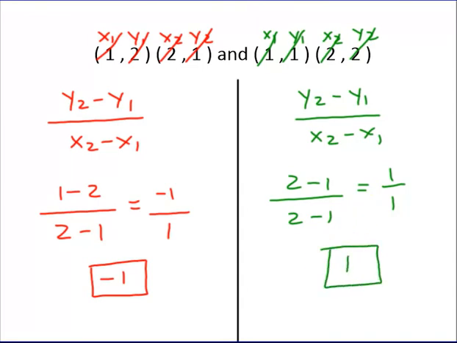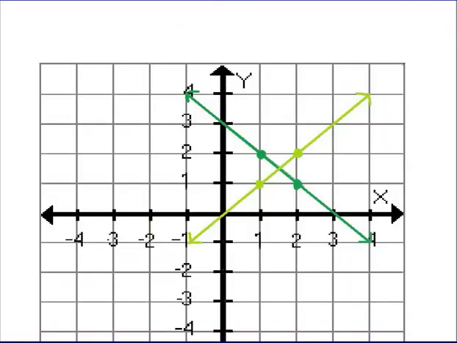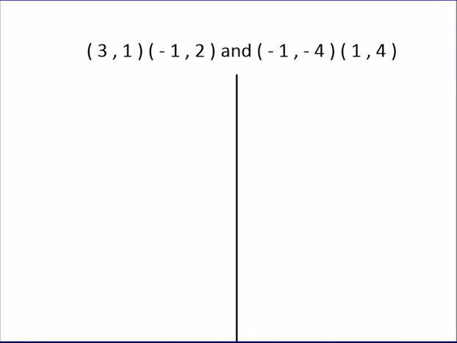So first of all, are they reciprocals of each other? Well, yes, they actually are reciprocals of each other. And secondly, do they have opposite signs? Yes, they do. So these lines are perpendicular, and this is what they would look like right here. Okay? All right, let's take a look at these two lines here.